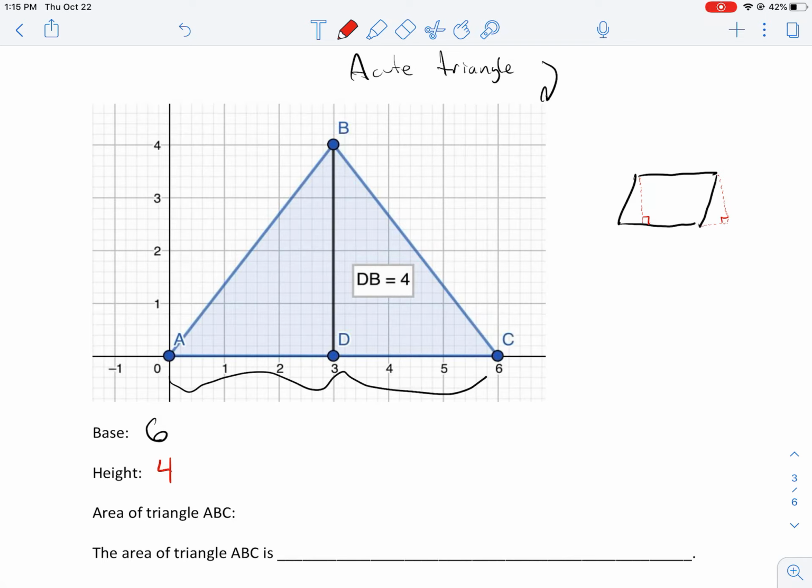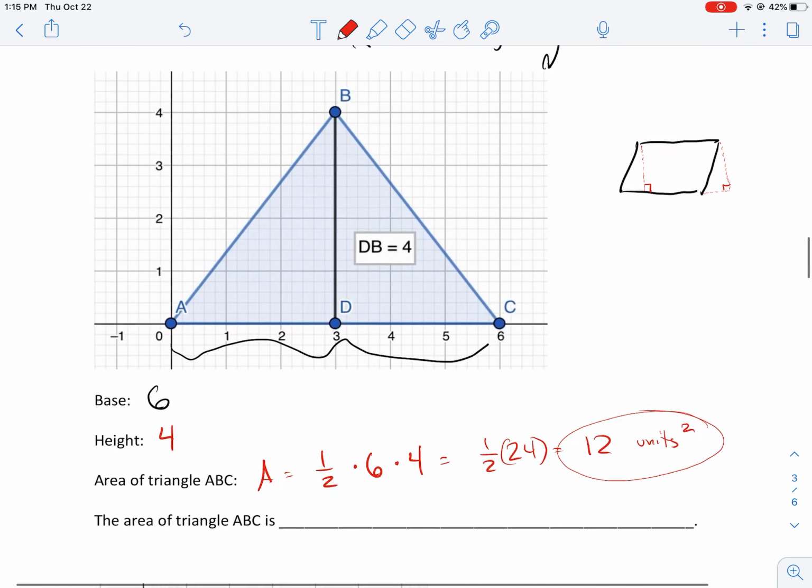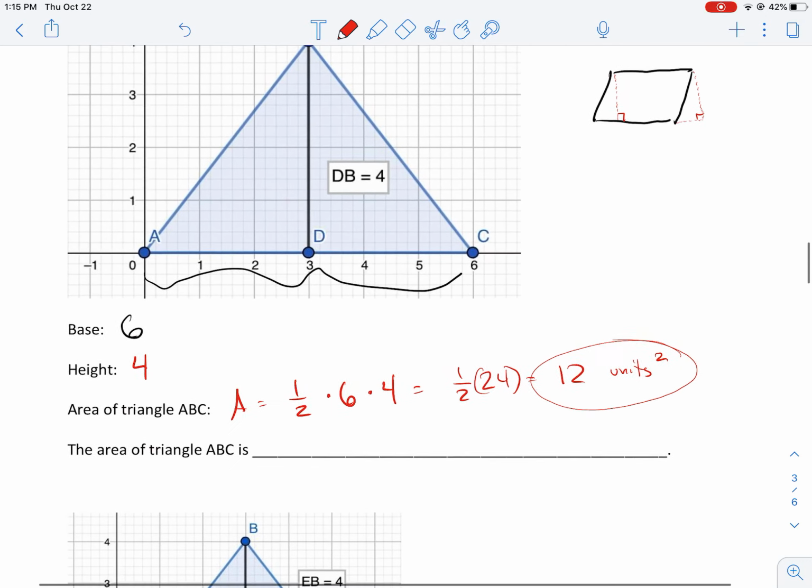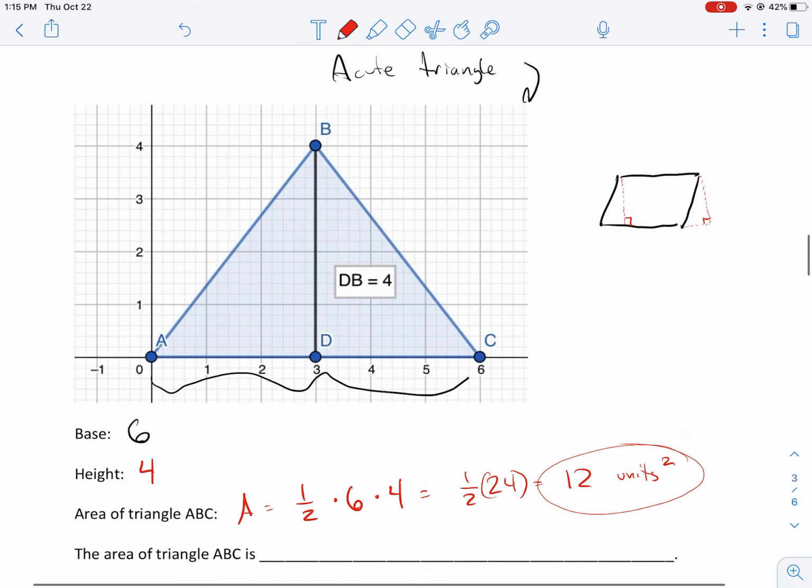All right, and so the area of our triangle is 1/2 times 6 times 4, which is 1/2 of 24, which is 12 units squared. I already did it. The area of triangle ABC is 12 units squared.